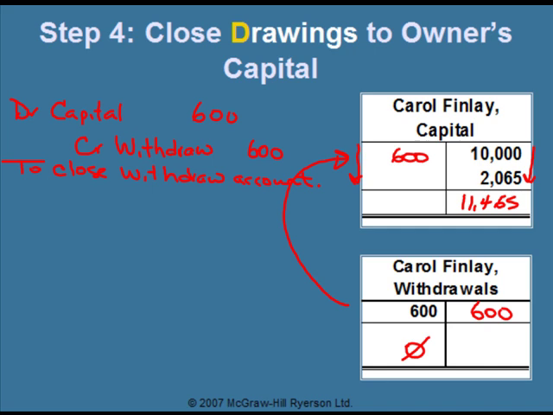Remember that way back in the beginning of this course, we talked about the capital account, and we talked about what went in that capital account. We know that capital goes up, or the book value of the company goes up, with investments by the owner and with net income. The value of the company goes down when a company has withdrawals by the owner or a net loss. So this capital account at the end of the year now reflects the new book value of this company at the end of the year.